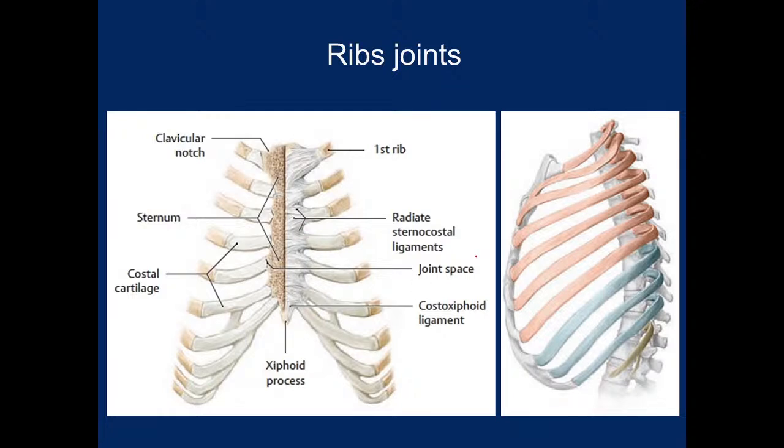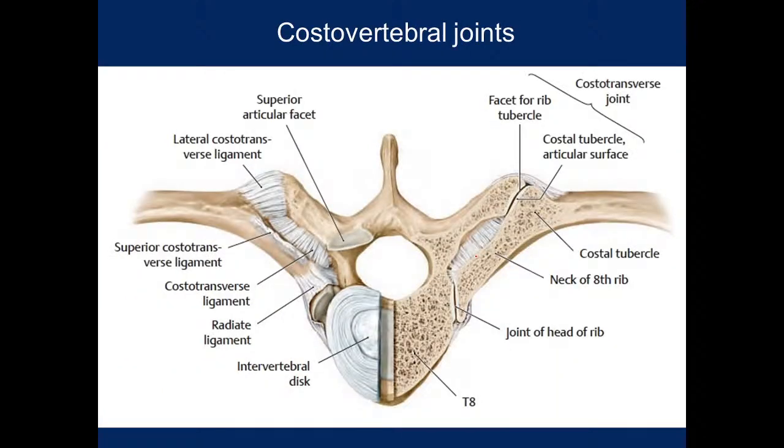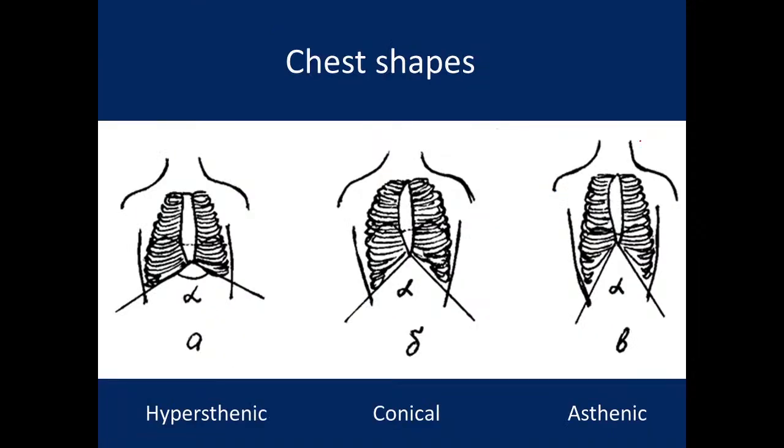Here you see different ligaments fixing the ribs to the sternum, and here also the joints between the ribs and vertebrae. This one is called the joint of the head of the rib, and the second is called the costotransverse joint. It is another name.